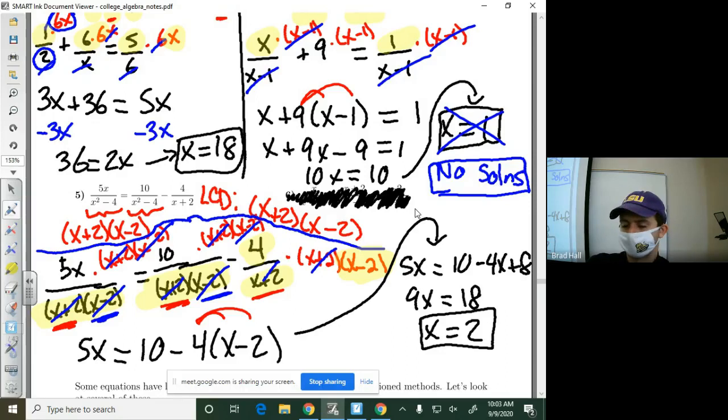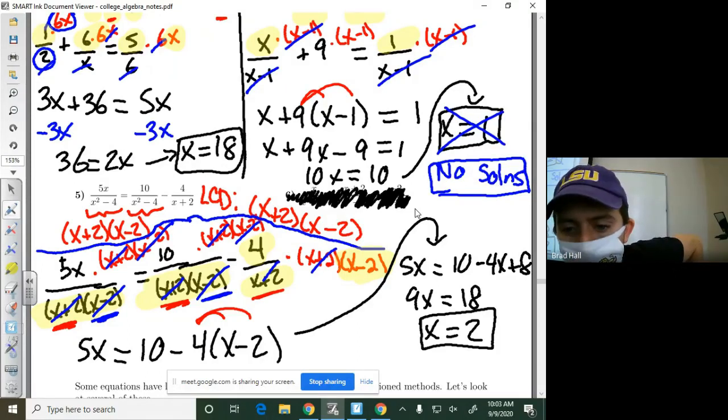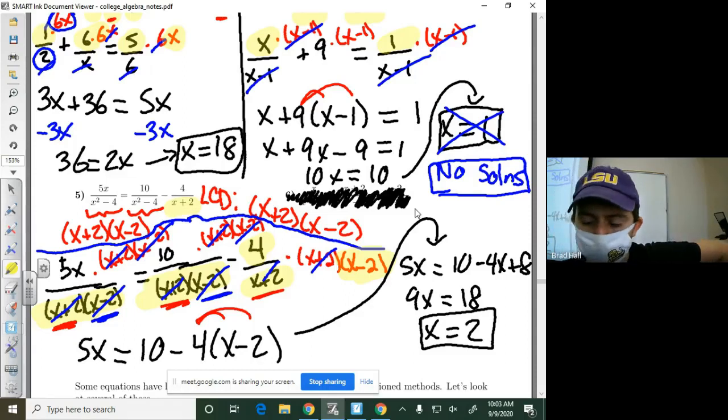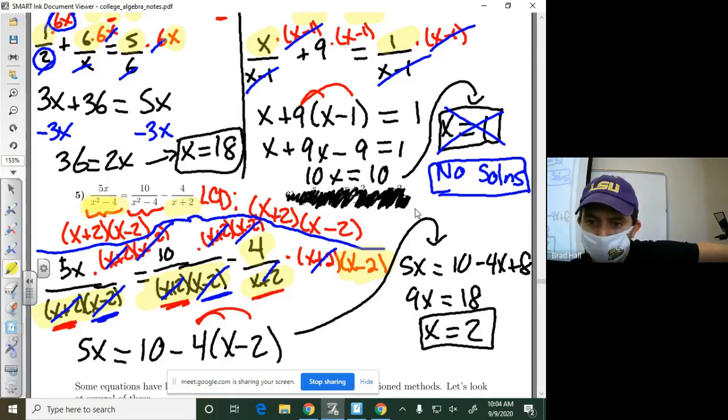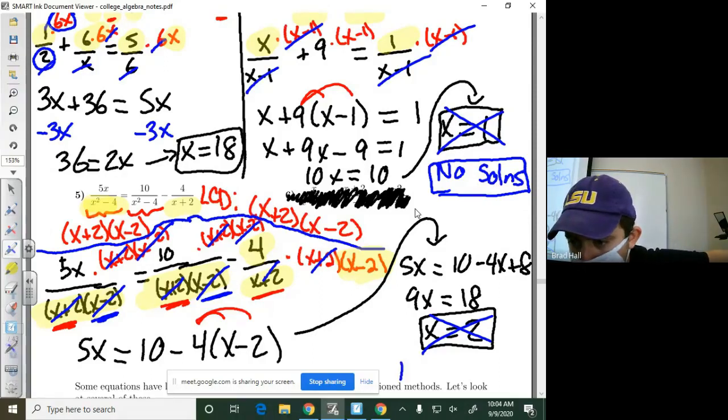Now we ask ourselves, do we keep this answer or do we reject it? So the question is, if we plug 2 into one of these denominators, will we end up getting 0? Well, if anything, this denominator looks okay, because of course 2 plus 2 is 4, that's not 0. What about this denominator on the far left here? 2 squared is 4, 4 minus 4 is 0. Oh, yikes. So we reject this one, just like we did before. There's no solutions.